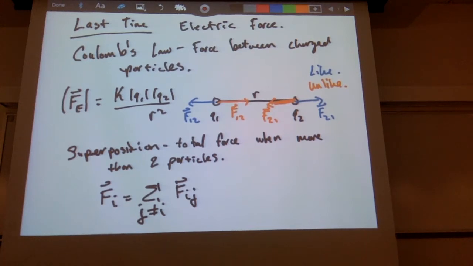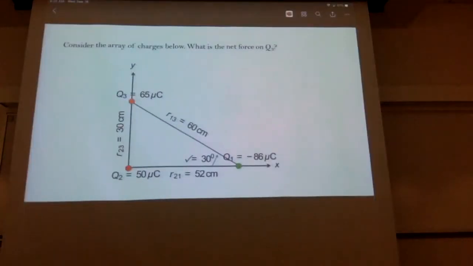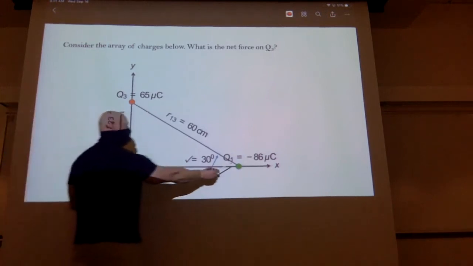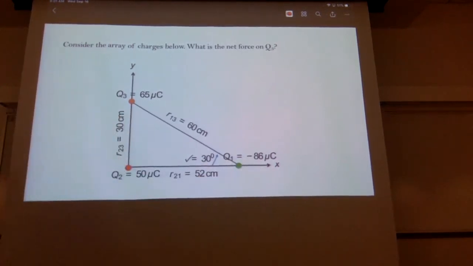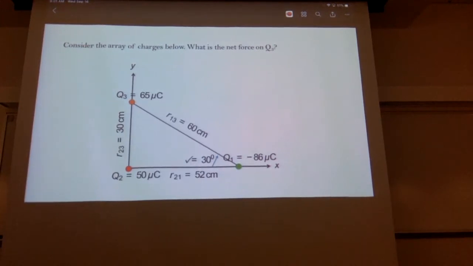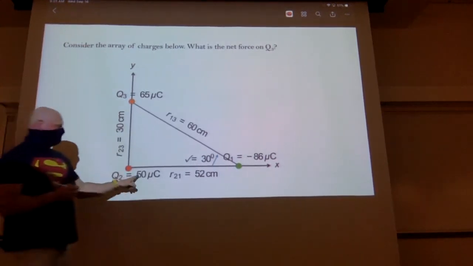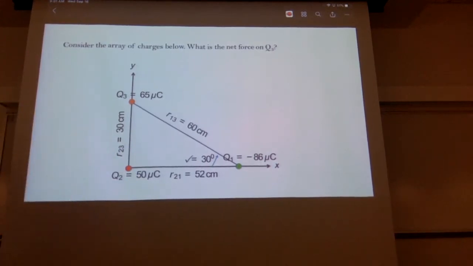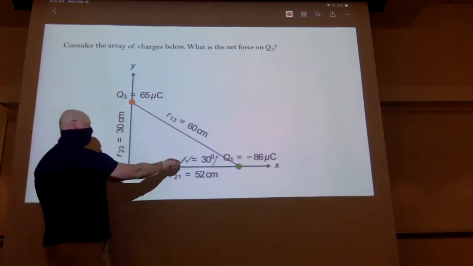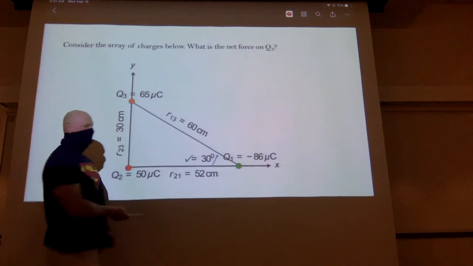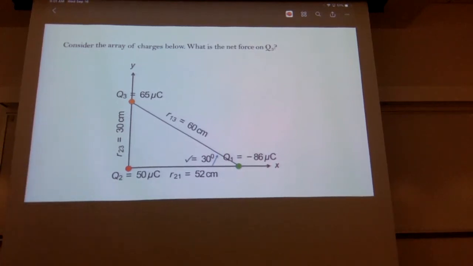So our first example is this one. Let's say we have this array of 3 charged particles. We have Q1 here, which has a charge of negative 86 microcoulombs, where micro is 10 to the minus 6. Q2 is 50 microcoulombs, and Q3 is 65 microcoulombs, arranged in this area here. This is actually supposed to say theta, not a check mark. That's 30 degrees. What we want to find is the total force on Q3. What is the net force on that third charged particle?